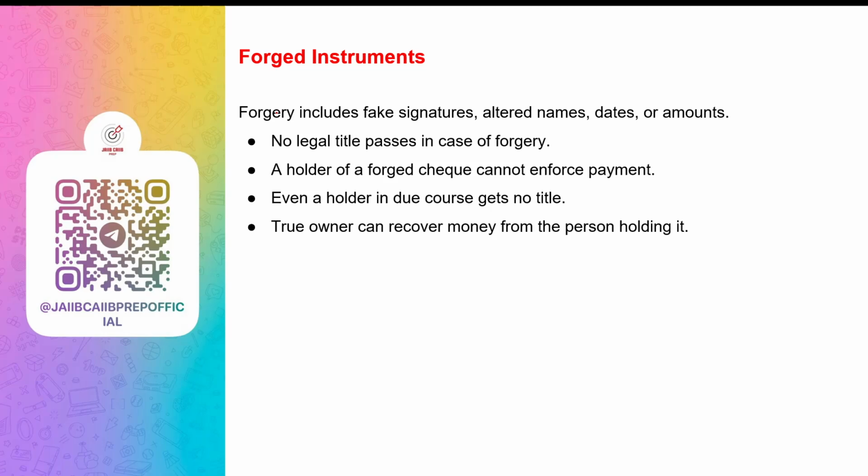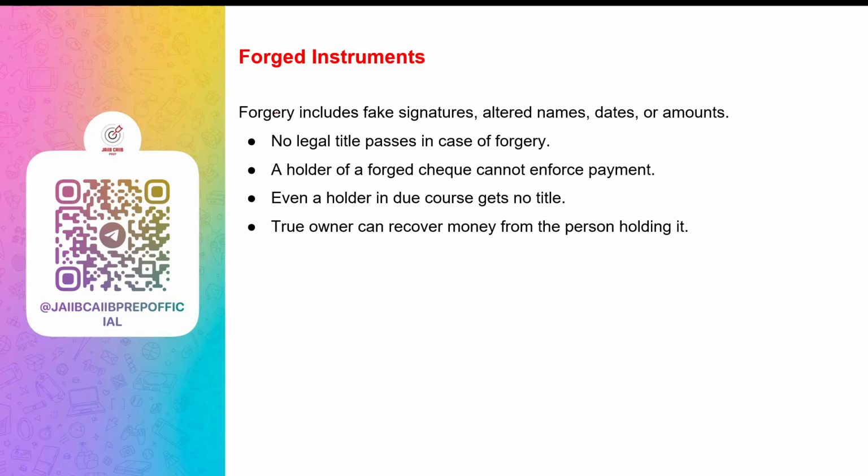Forged instruments. A forged instrument is one where someone has made changes or signed it falsely without permission. This could include forging the drawer's signature, changing the name of the payee, altering the amount, or modifying the date. Such instruments are not valid and the law does not protect their use.